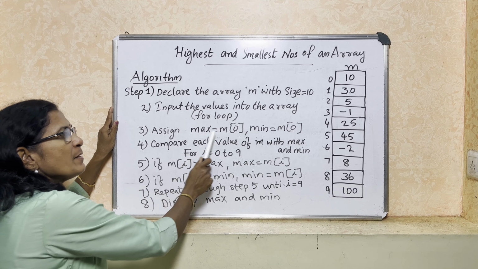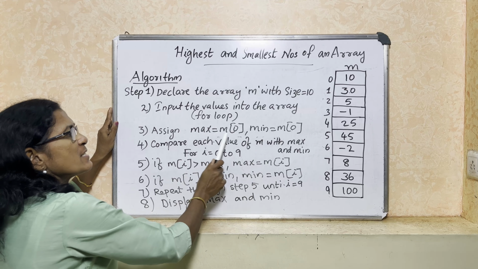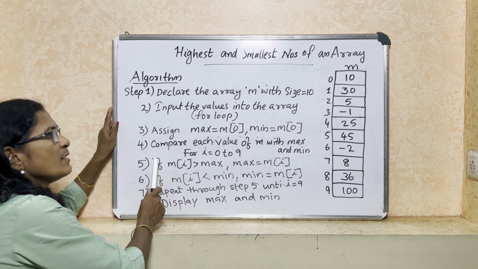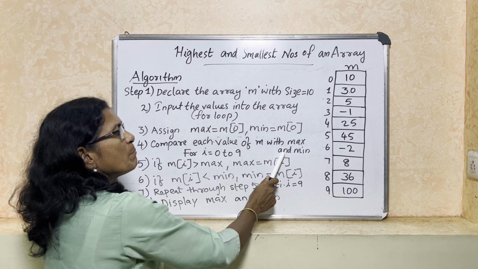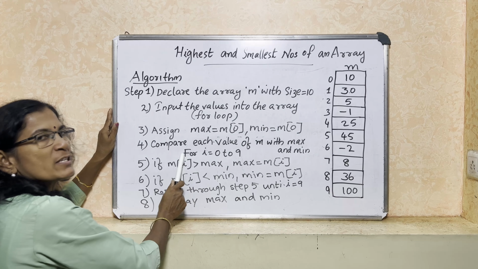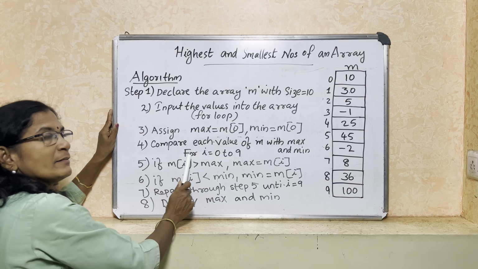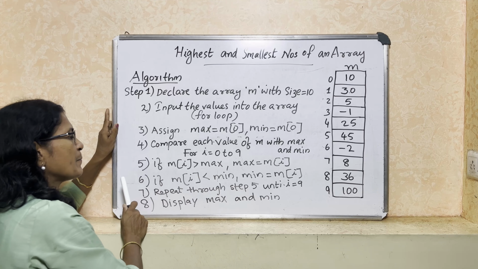Assign the first value of the array to max and min. Max equal to M of 0 and min is equal to M of 0. Compare each value of M with the value in max and min by using a for loop. To access each element of the array, the for loop's index takes the values from 0 to 9.